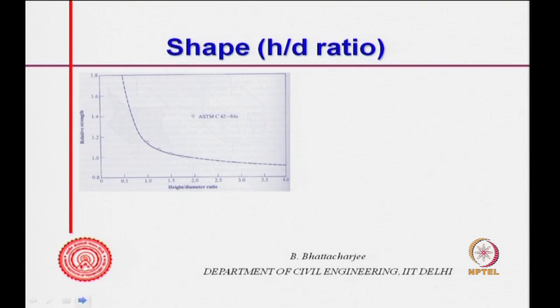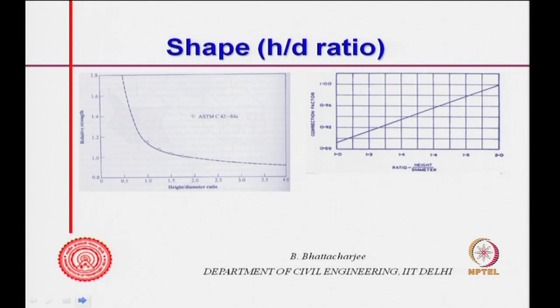Now, ASTM gives you the same thing. If I plot it, I get this for ASTM, and this is the Indian Standard 516. Same thing given in a curve form. Above 2.5 and all that, you would find much of a variation. Above 2 practically there is no variation, and that is it.